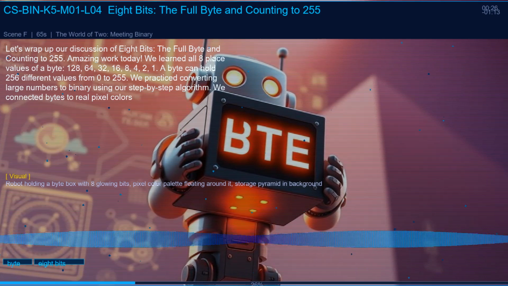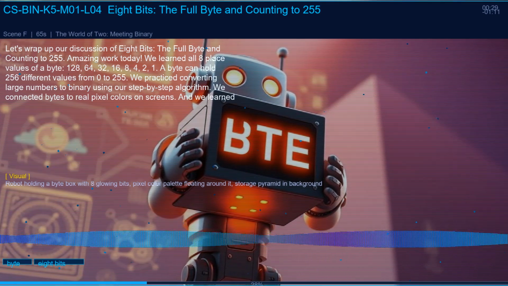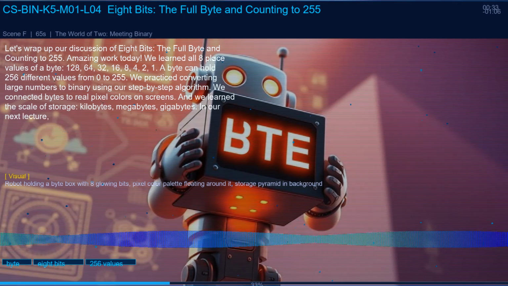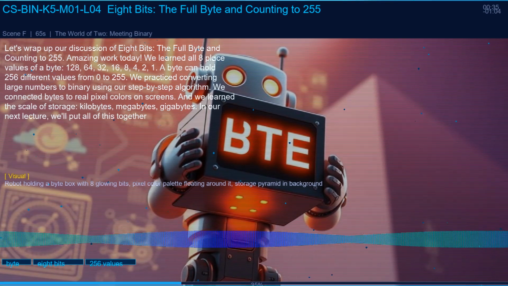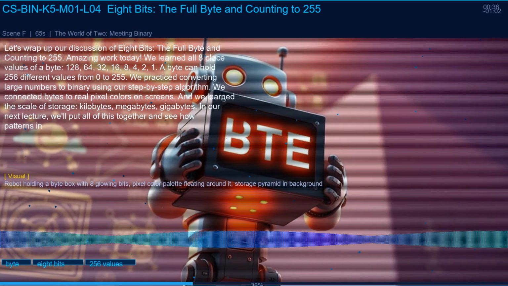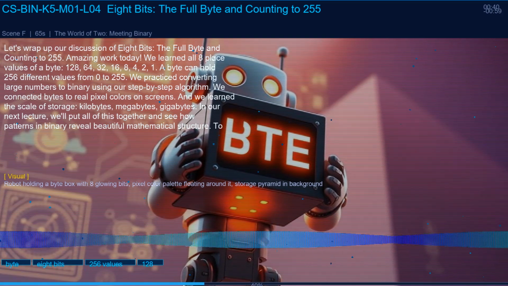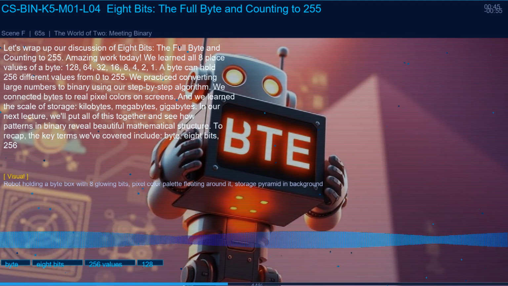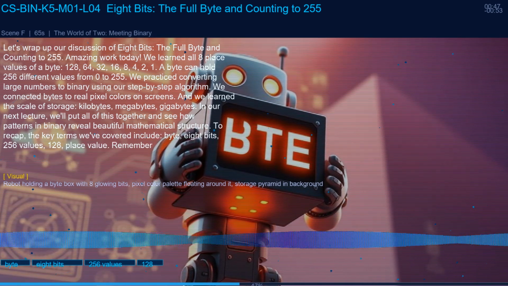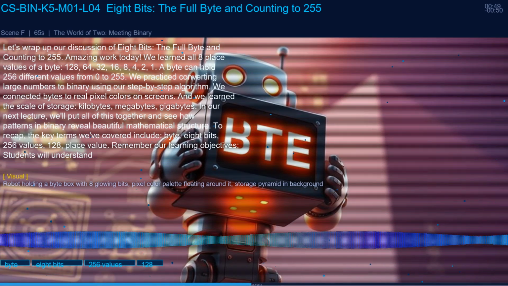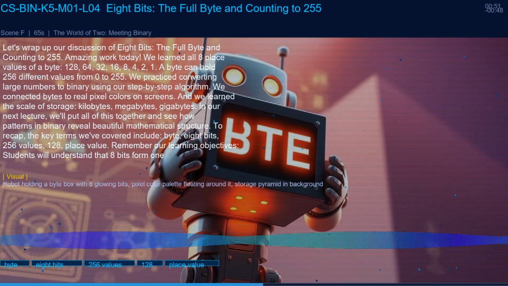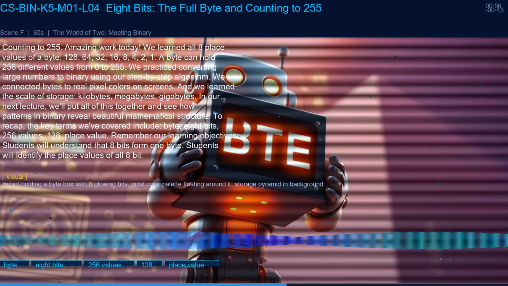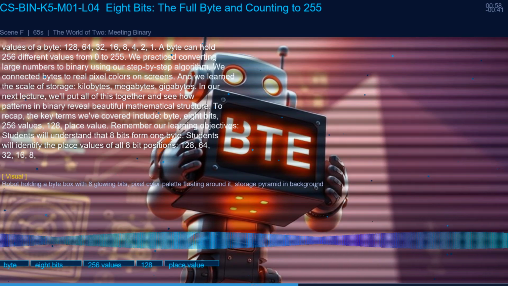We practiced converting large numbers to binary using our step-by-step algorithm. We connected bytes to real pixel colors on screens. And we learned the scale of storage: kilobytes, megabytes, gigabytes. In our next lecture, we'll put all of this together and see how patterns in binary reveal beautiful mathematical structure. To recap, the key terms we've covered include byte, 8 bits, 256 values, 128, place value.